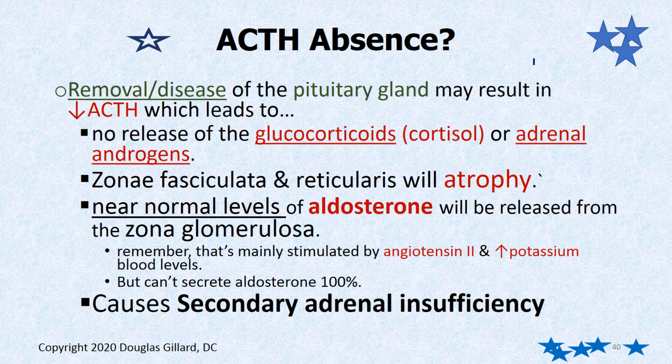ACTH absence. If you remove the pituitary, or there's a disease in the pituitary, that leads to a decrease in ACTH. That's the only thing that stimulates the release of cortisol, so you're in big trouble. Plus you lose the adrenal androgens, which is not that big of a deal, but cortisol you can't live without. You have to take replacement tablets for that. And you can always see when someone has lost ACTH because the zona fasciculata and reticularis atrophy, histologically speaking. I've just described secondary adrenal insufficiency, so that's where we're headed next week.